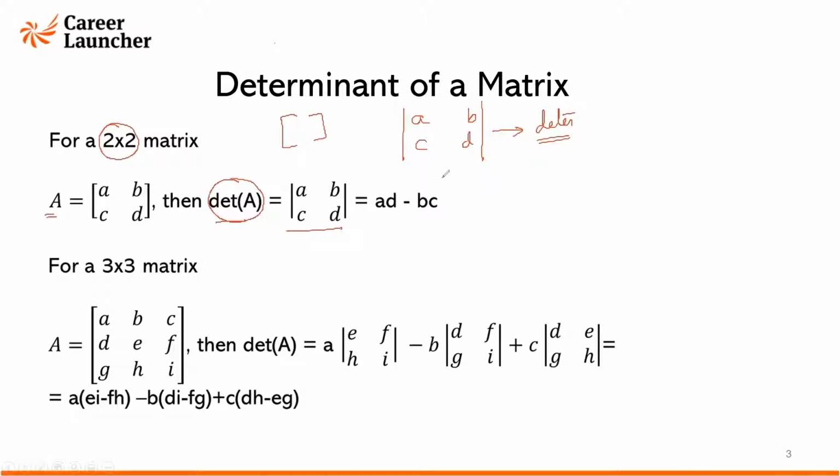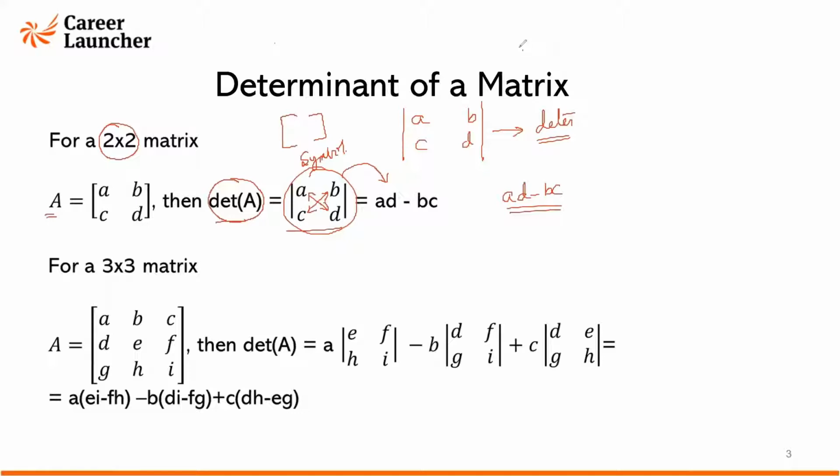Now, mathematically, what is the meaning of this? So this is a symbol. Remember, this is a symbol. So what does it represent? In terms of maths, it is given as the product of your primary diagonal, that is AD, minus the product of your other diagonal, BC. So the determinant of a 2 by 2 matrix is very straightforward. It is AD minus BC, the difference between the products of the primary diagonal and the other diagonal.